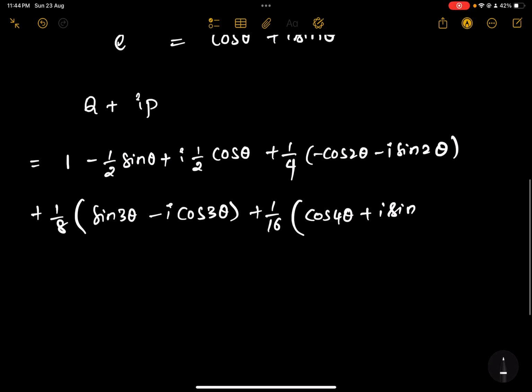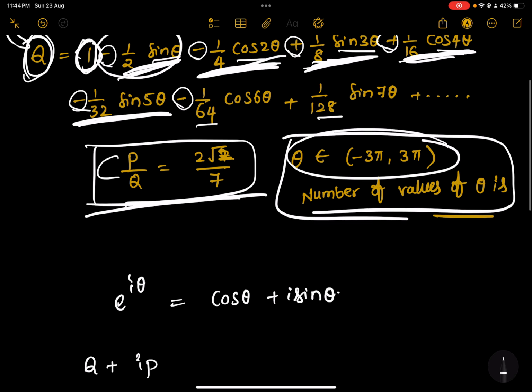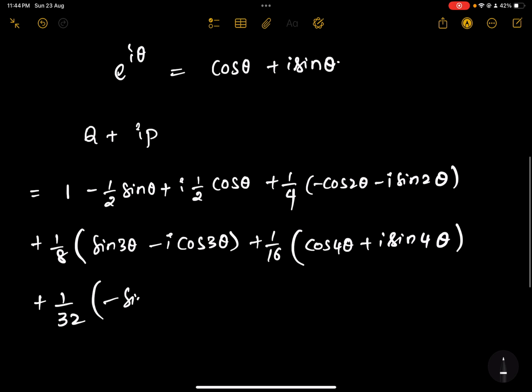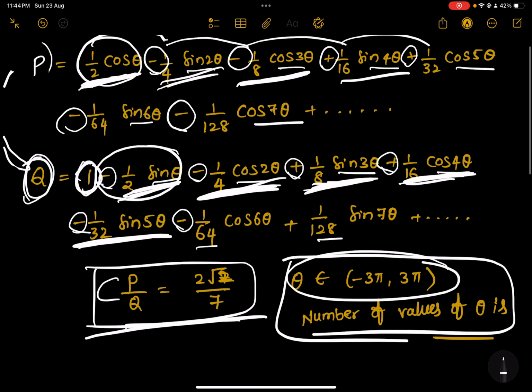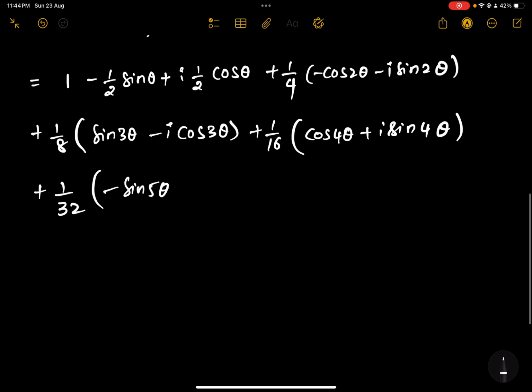So let us write one more term, plus 1 upon 32, and then here you will get minus sin 5 theta, plus i cos 5 theta, plus and so on. So this is what you are getting.